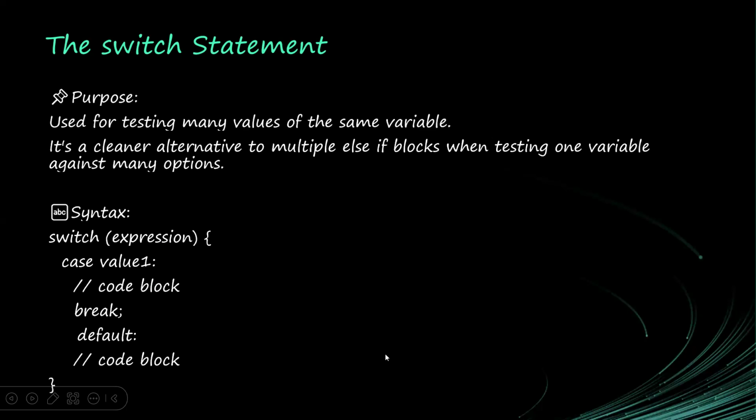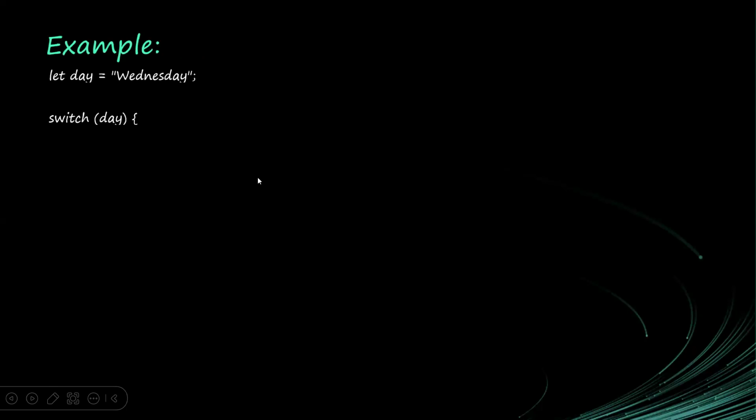So let's go and look at an example. We have day, and this day is Wednesday. Let's assume that we are getting this value from a user. We don't know what the user is going to enter, whether Wednesday, Thursday, we don't really know. But here we are just hard coding it. So we are now switching on this day variable. This is a variable and has the value of Wednesday. That's what the user will give us.